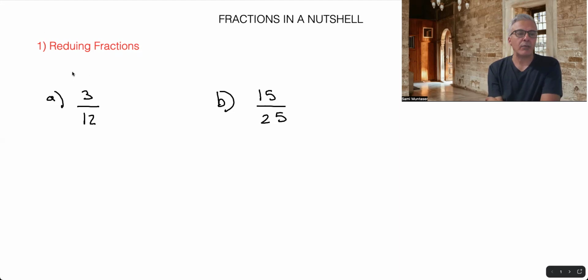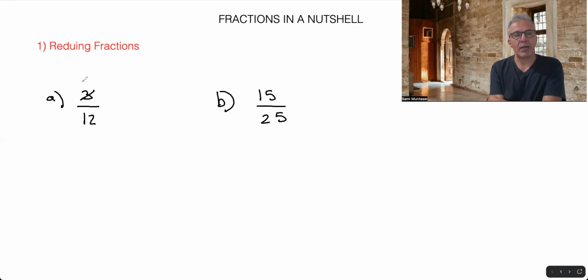Here are just a few hints about fractions. So, fractions in a nutshell: reducing fractions, that's the first thing you should know. And always you'll be reducing fractions, simplifying, and going to the next step, even when we get to multiplying, dividing, adding, subtracting. So if you have 3 over 12, you know you could divide top and bottom here by 3.